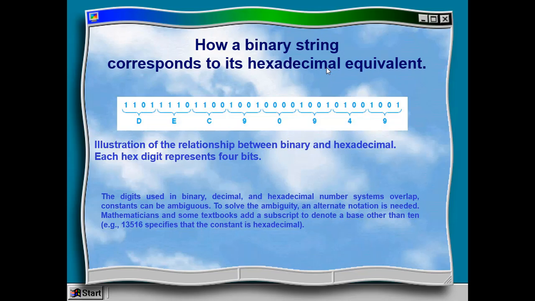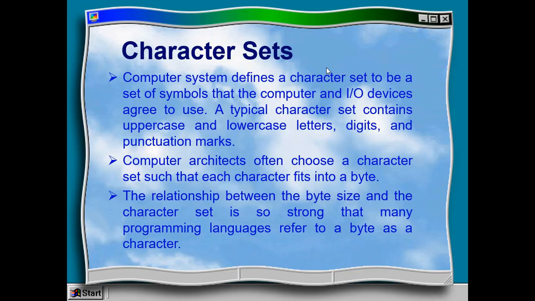So that's it. I've been a bit straight to the point. The other one is the character set. A computer system defines a character set to be a set of symbols that the computer and the input-output devices agree to use. A typical character set contains uppercase and lowercase letters, digits, and punctuation marks.